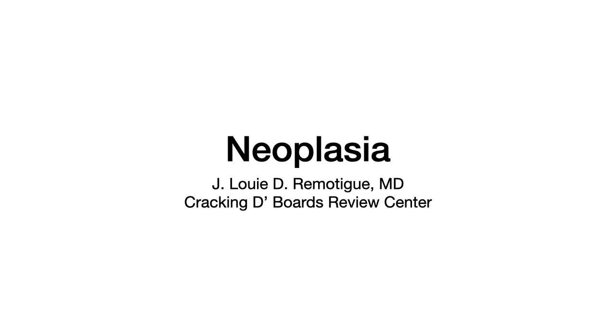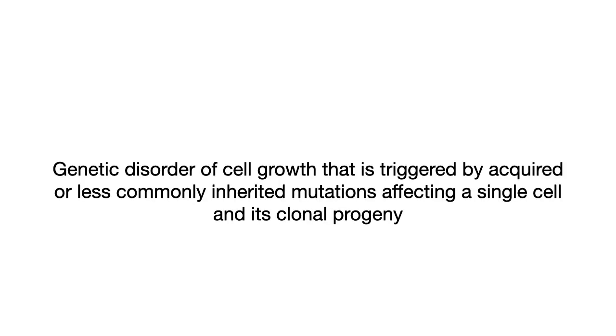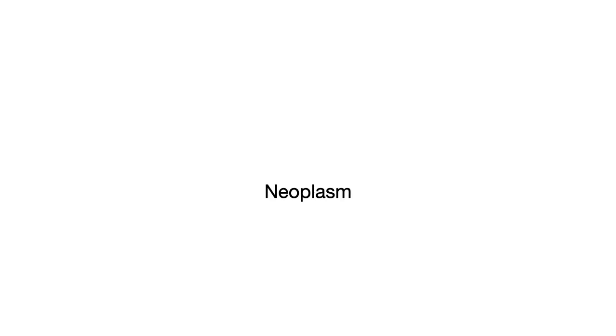So starting off with the first question, this is a genetic disorder of cell growth that is triggered by acquired or less commonly inherited mutations affecting a single cell and its clonal progeny. This is the definition for a neoplasm. What are the two components of tumors? Tumors are generally composed of the actual cells that make up the mass, which is called the parenchyma, and the surrounding connective tissue known as the stroma.